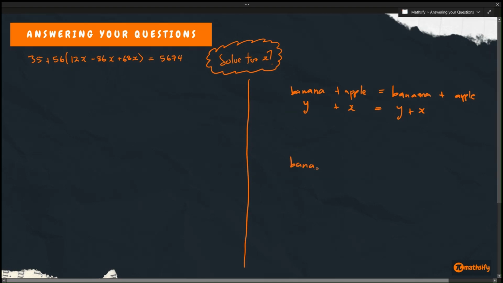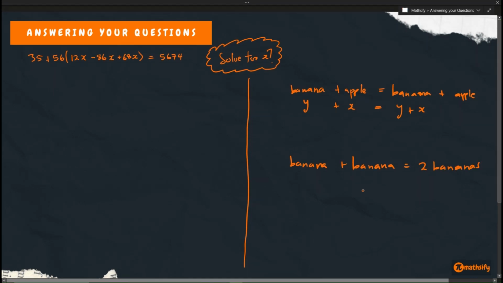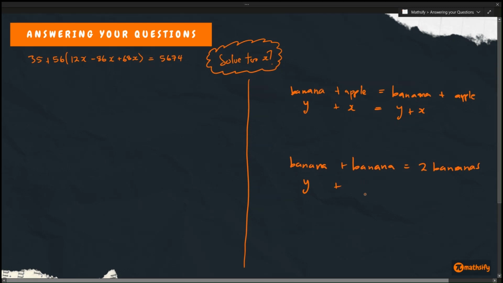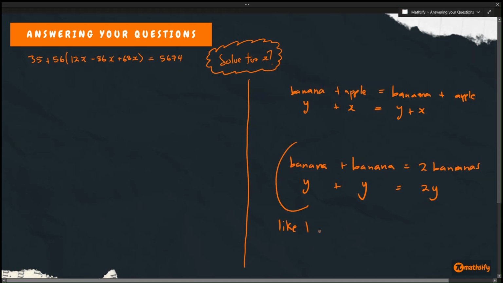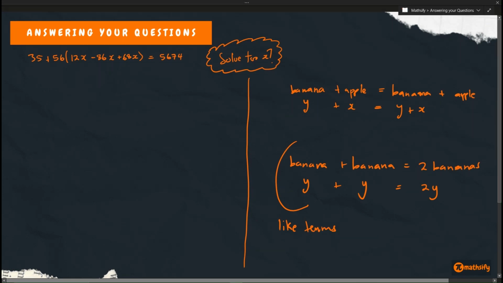But if you've got a banana plus another banana, you get two bananas. So in this case, y plus y equals 2y. That's what you need to understand with algebra. Very important, very basic. This is what we call like terms in maths. You need to understand what it means to add like terms and unlike terms. So let's go now into this equation.